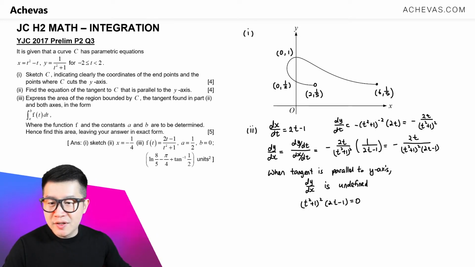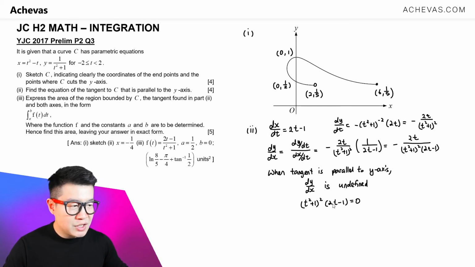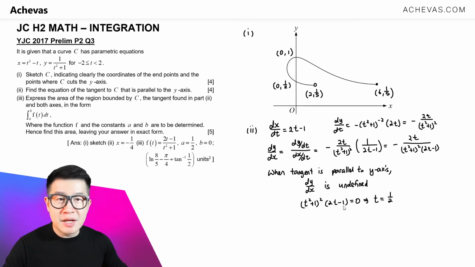So if this expression here is always positive, that will leave us with just this 2t minus 1 to be equal to 0. So this tells me that t must be equal to 1 over 2. That is when 2t minus 1 is equal to 0. So when t is equal to 1 over 2, we're going to find the corresponding values for x.